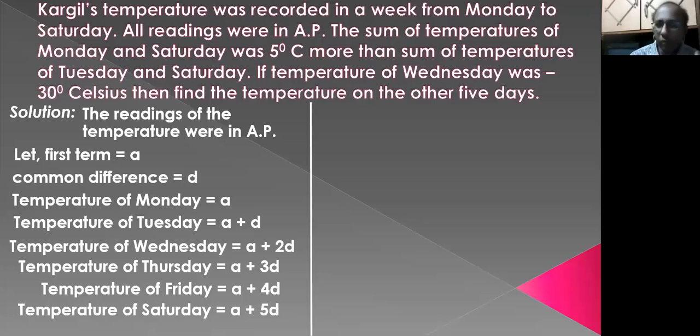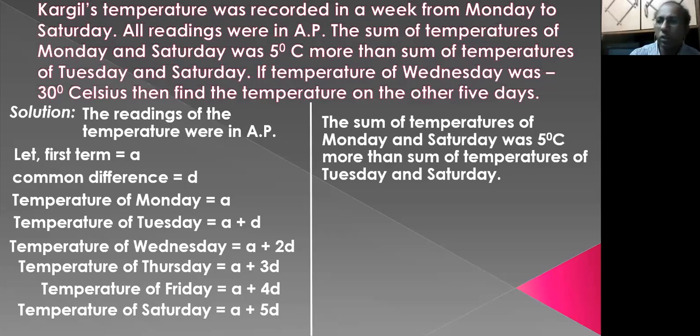Okay, so now we have all 6 days' temperatures, and what do they say? The first condition: the sum of temperatures of Monday and Saturday was 5 degrees Celsius more than the sum of temperatures of Tuesday and Saturday. See, the temperature of Monday is A. Temperature on Saturday is A plus 5D. So the sum of those two is 5 degrees more, so that's why it's plus 5. Temperature of Tuesday is A plus D. Temperature of Saturday again A plus 5D. Is that thing clear? Let us open the bracket.